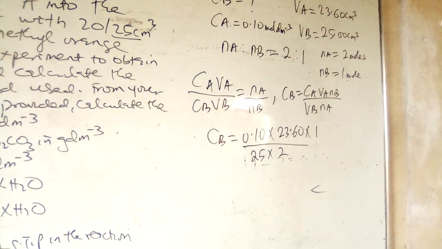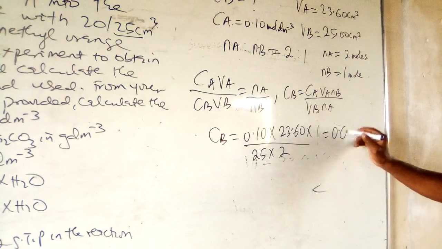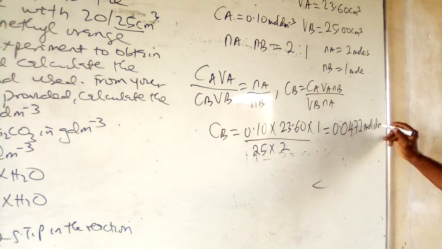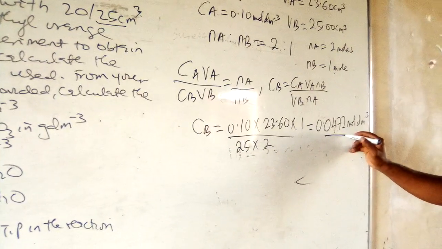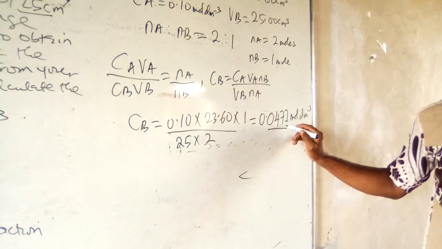When you solve this, you're going to get what answer? 0.00472 mole per dm cube. You keep your answer to three significant figures: 1, 2, 3. If not, you will not score.